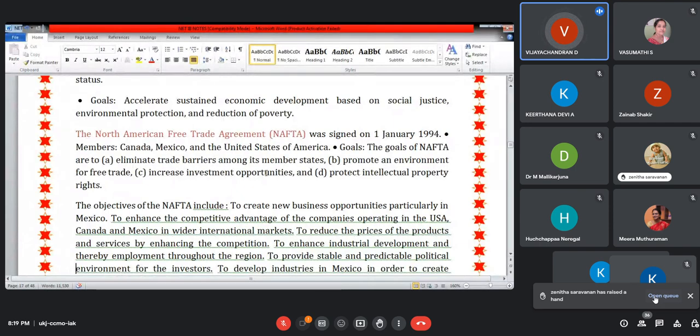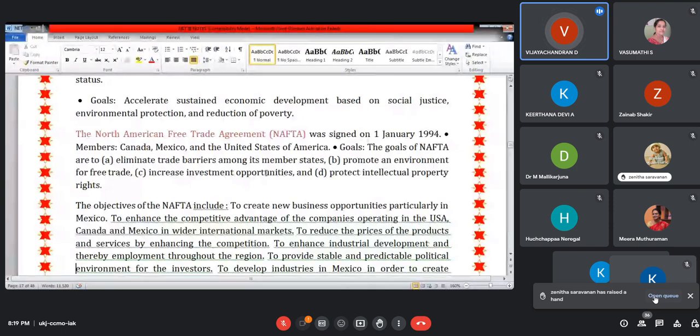So the member countries of NAFTA, the North American Free Trade Agreement, are Canada, Mexico, and the United States of America. What are its goals? As I told you, economic development, environmental protection, and also eliminating the trade barriers. So these are the common objectives. Okay, what is the objective of the trading blocks?